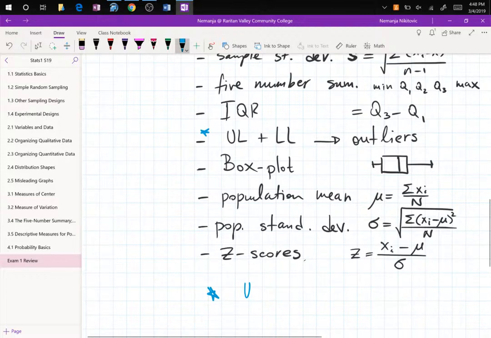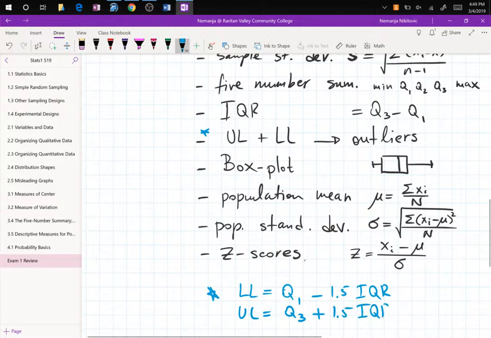Upper limit, well, let's start with the lower limit. So the lower limit was Q1 minus 1.5 IQR, and the upper limit is Q3 plus 1.5 IQR, and you know how to find IQR. That's it. Most of your data falls between 3 standard deviations to the left and to the right. We said 99.7% of your data should fall between 3 standard deviations.